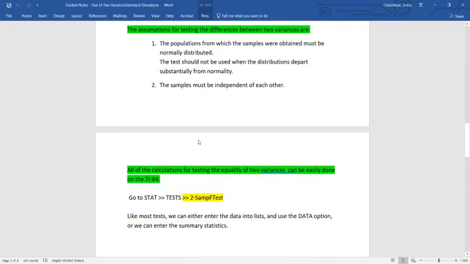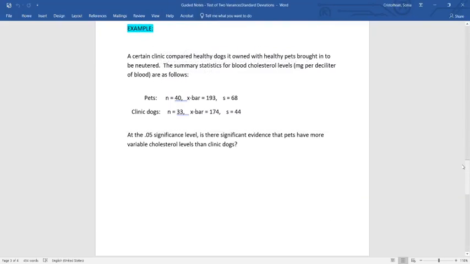So the assumptions for testing the differences between two variances are: the populations from which the samples were obtained must be normally distributed. The test should not be used when the distributions depart substantially from normality. The samples must be independent of each other. All the calculations for testing the equality of two variances can be easily done on the calculator. Go to Stat, Tests, and pick 2-SampFTest. Like most tests, we can either enter the data into lists and then use the data option, or we can enter the summary statistics.